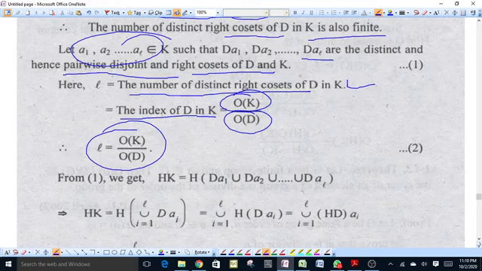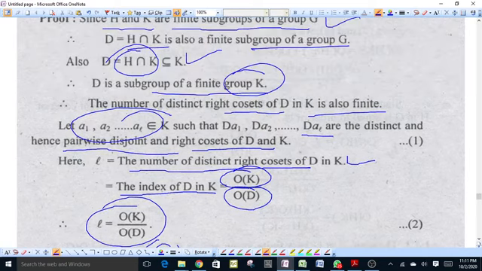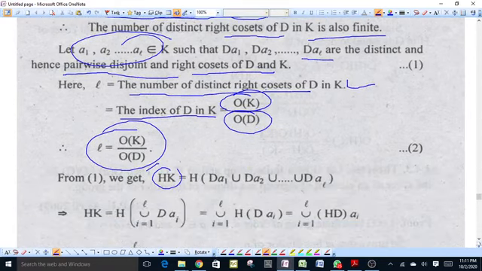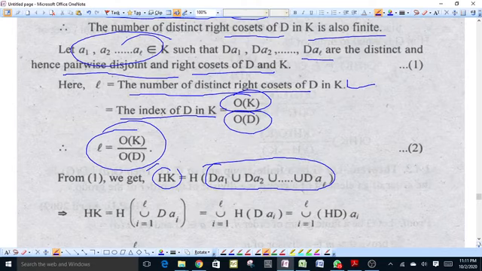From the first equation we get HK, the product, will be equal to H into K, because D is a subset of K and D is a subgroup of finite group K, then K will be equal to the union of all the distinct right cosets of D in K.